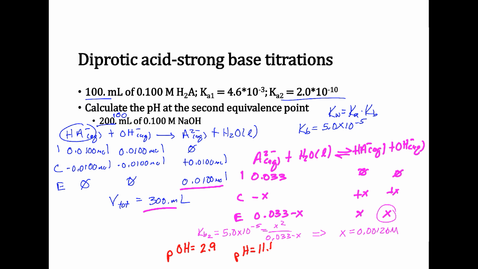And this is just like a monoprotic titration. Whenever you've used up all the acid and all you have left is base, you may have to turn around and find Kb or Ka, depending on what kind of titration it is. So I hope this helps with the polyprotic acid titrations, and next time we'll start to look at some solubility equilibria.